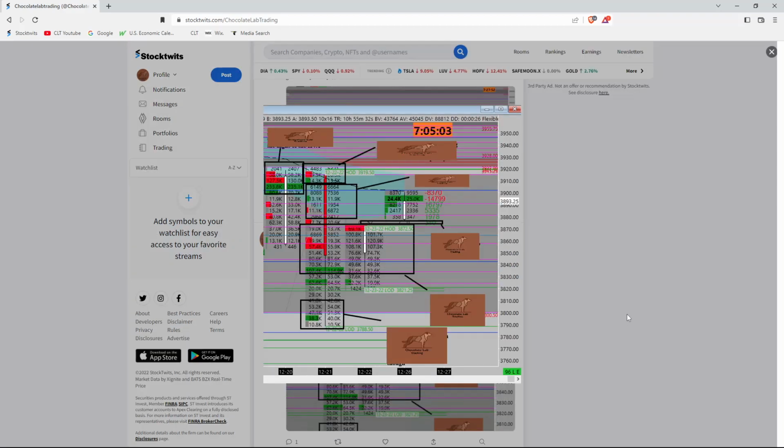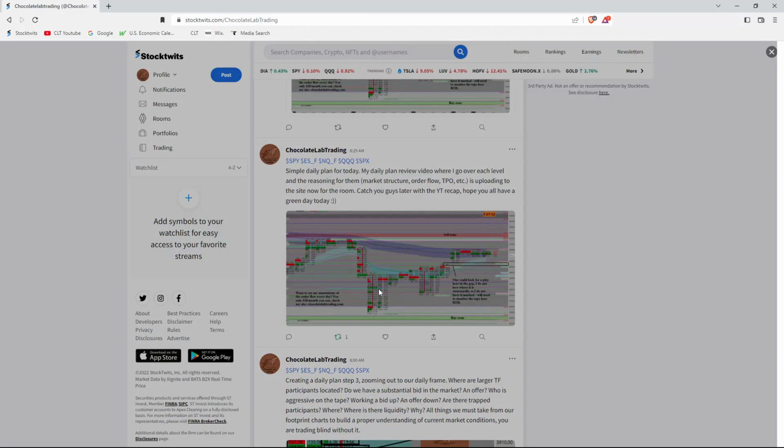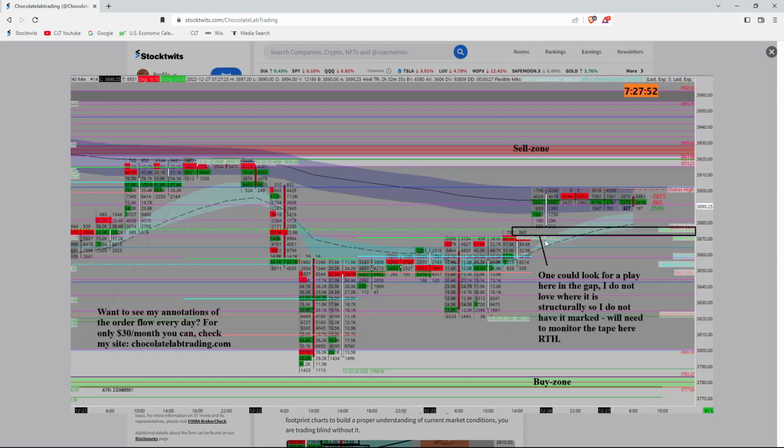So again, from there, I go to the daily chart and do the exact same thing. I send it out, and we get our daily plan. So, a pretty simple daily plan. Only 2 zones, saying that we could also look at this gap to see if a bid would come. But where it was in the auction, I wasn't crazy about it.